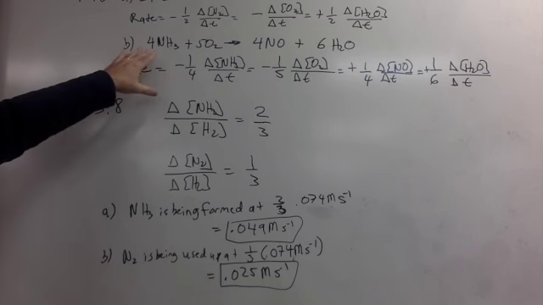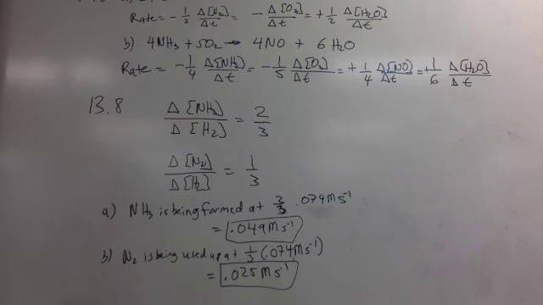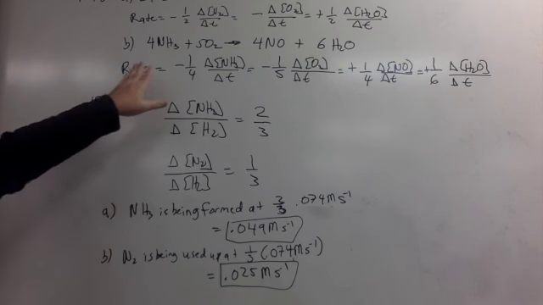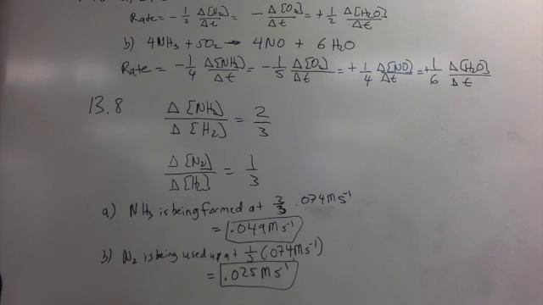So using that same format for 4NH3 plus 5O2 yields 4NO plus 6H2O, I get these results. Negative for reactants, positive for products.